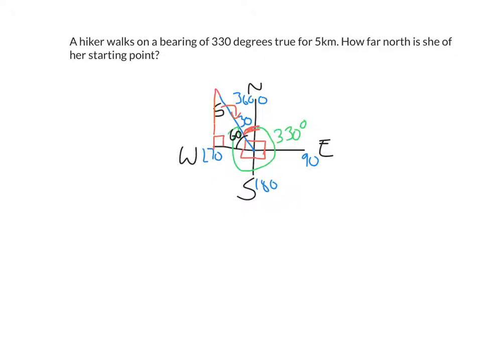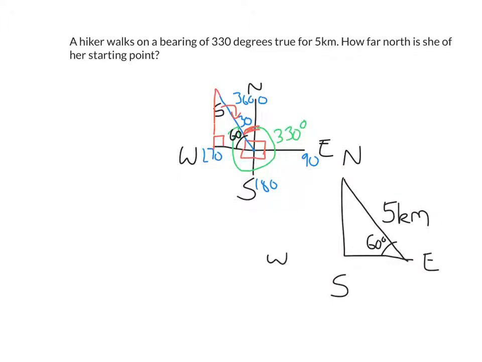So I'm going to redraw this triangle so it's easy to see. What we have is a triangle like this, and this angle is 60 degrees. This side, the hypotenuse, is 5 kilometers. And of course, we have north going this way, and south going this way, east is over here, west is there. So how far north is she of her starting point?